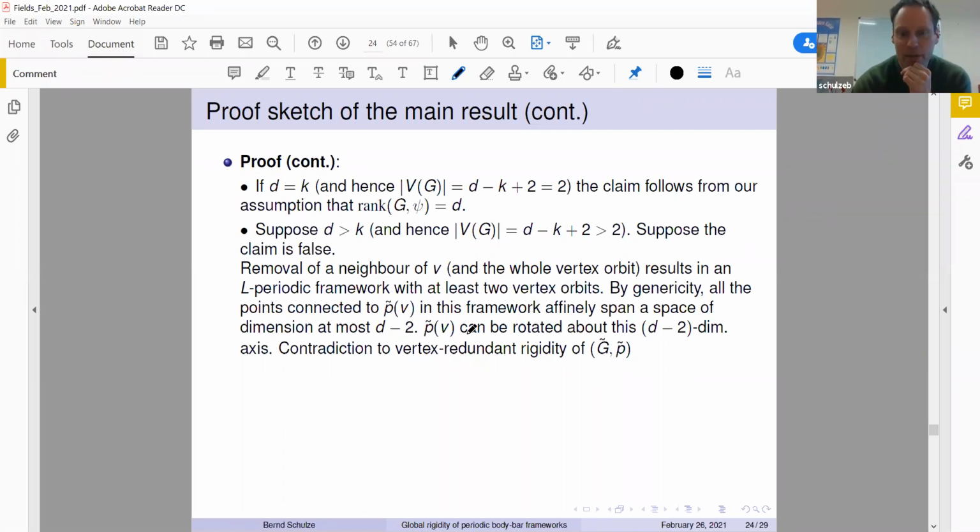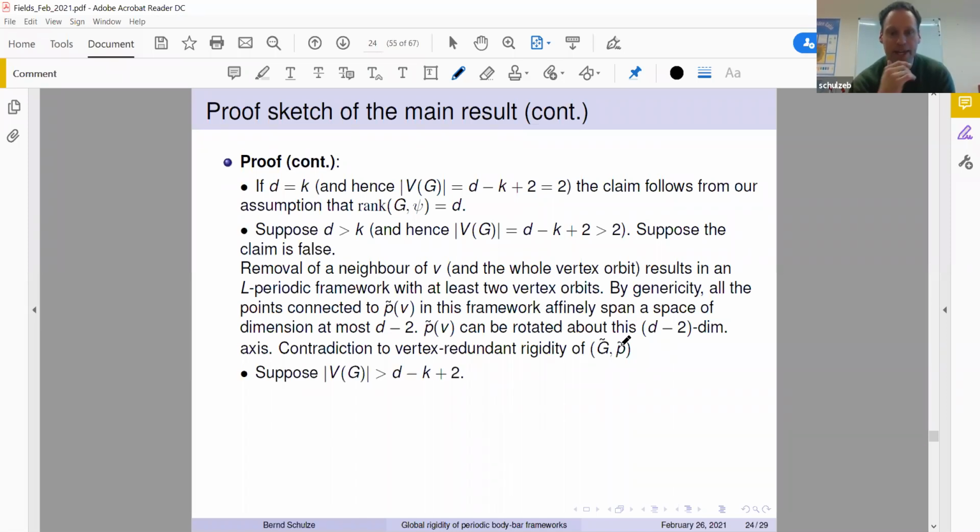but this means, of course, that we can now rotate this P of V around this D minus 2 dimensional space, okay, spanned by all the neighbors except W. But this, of course, is a contradiction to our vertex redundant rigidity. Okay, you can easily see that the space of non-moving points is actually of dimension D minus 1 at least. So this is a non-trivial motion that we get here by rotating P of V around all its neighbors except W. Okay, and of course, so G minus W is by assumption rigid, but here we have a non-trivial deformation.